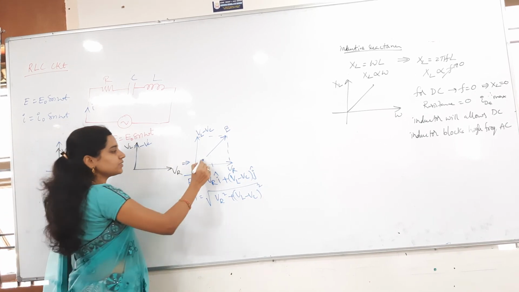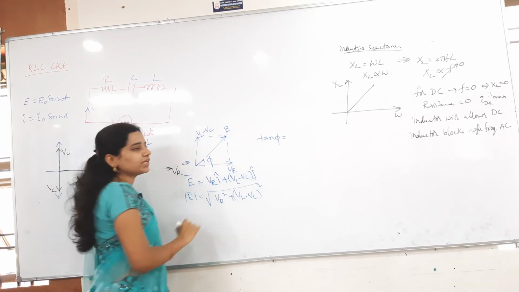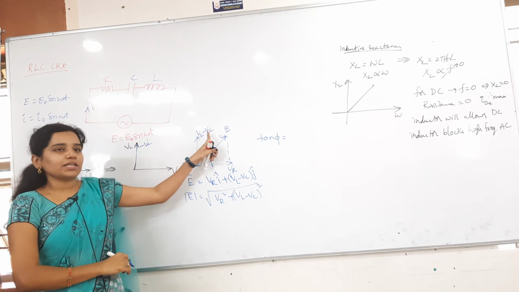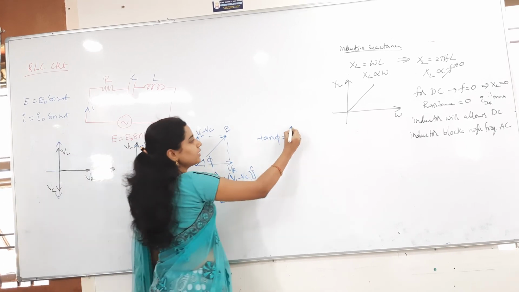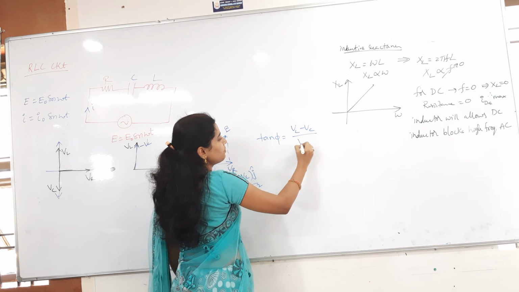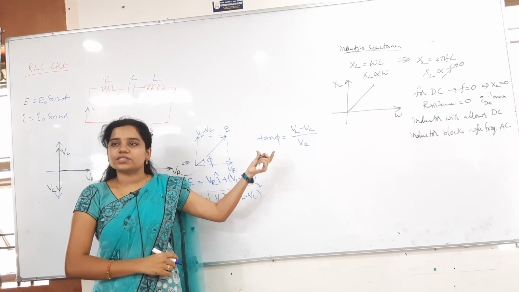Then the phase difference, tan phi is equal to what can I write? Tan phi is equal to, who is opposite here? VL minus VC is opposite. Who is adjacent? VR is the adjacent. So I can say tan phi is VL minus VC by VR. Clear? This is about the phase difference.